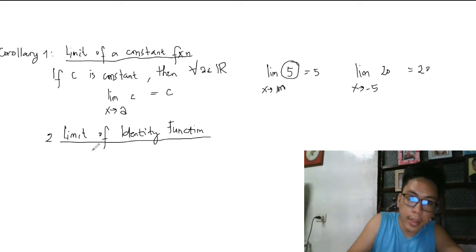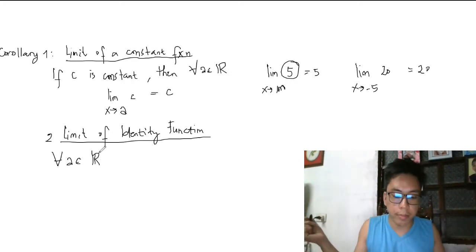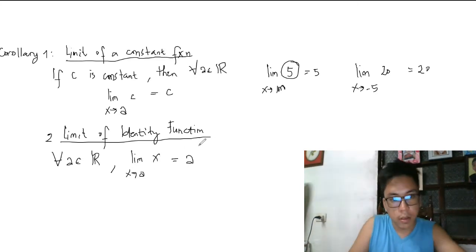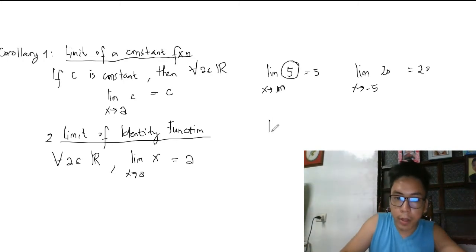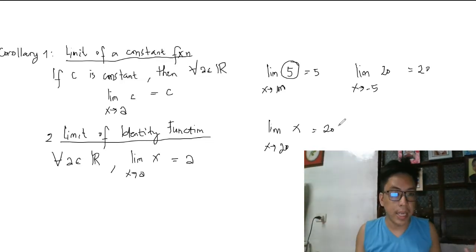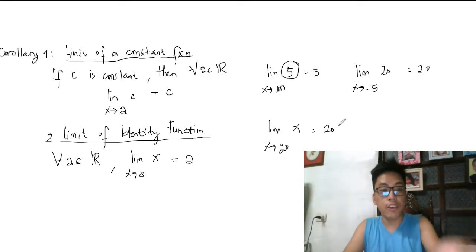The limit of the identity function simply tells us that for every a in R, so that means for every real number a, the limit of x as x approaches a is a. So for example, what's the limit of x as x approaches 20? That's equal to 20. That's it.